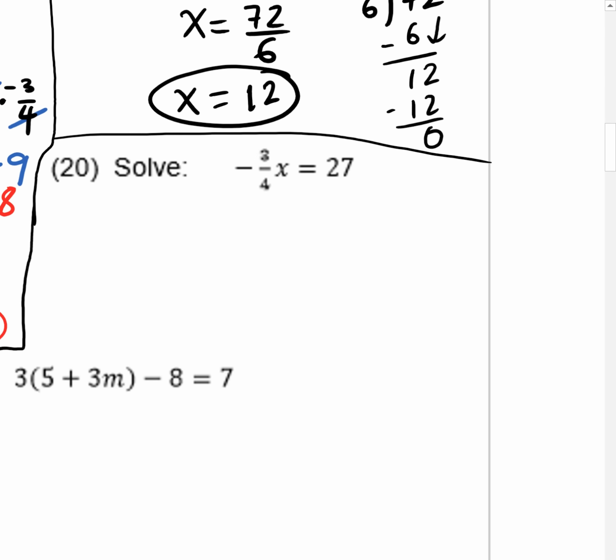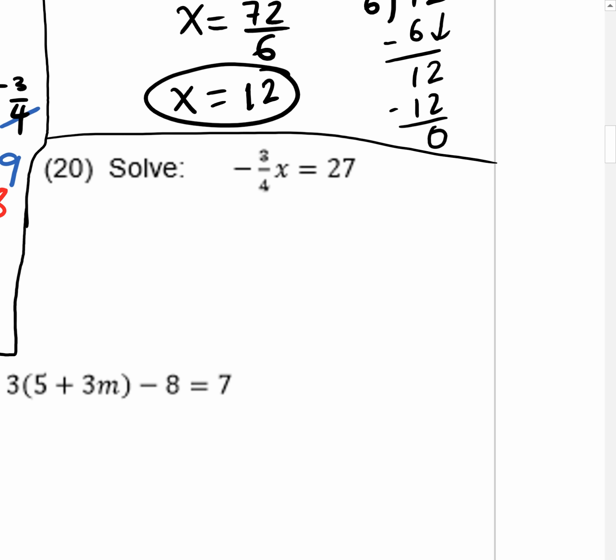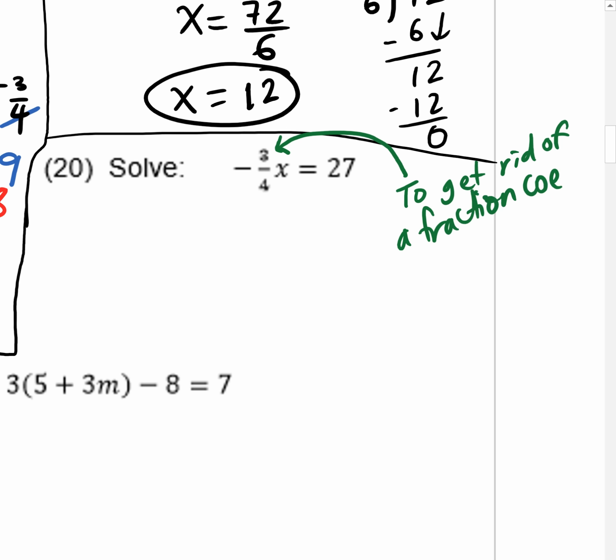So we have negative 3/4 x equals 27. So this is one where it could be easy if you remember the shortcut, or it could be kind of tedious if you don't. But remember, the best way to get rid of a fraction coefficient is to multiply both sides by the reciprocal. So if it's been a while, then don't worry, it's fine if you forgot that, but that's the easiest way to do it.